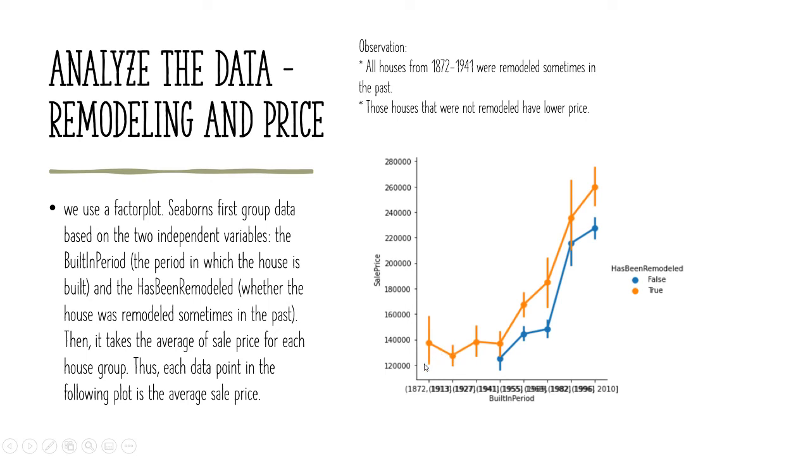All houses from 1872 to 1941 were remodeled sometime in the past. And those houses that were not remodeled in the period from 1955 to 2010 have a lower price than those that have been remodeled and were built in the same period. Those built in the same period have a higher price because they have been remodeled in the past.